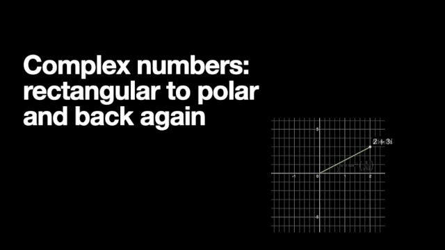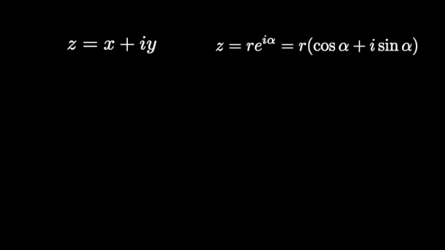Complex numbers, rectangular to polar and back again. Complex numbers are usually either represented in rectangular coordinates or in polar coordinates. We use these two representations because one is easier for algebraic operations like addition and subtraction, while the other is more convenient for operations such as multiplication and division.